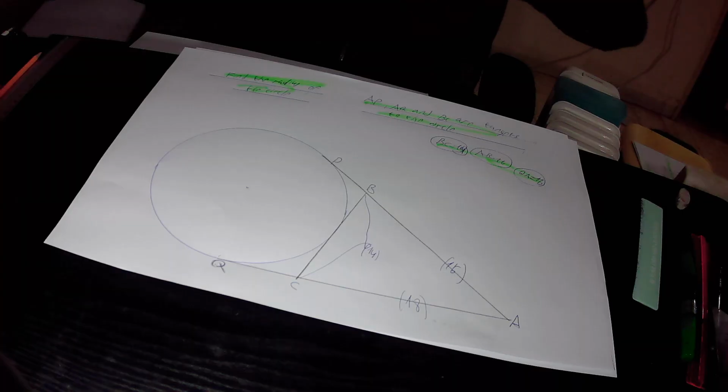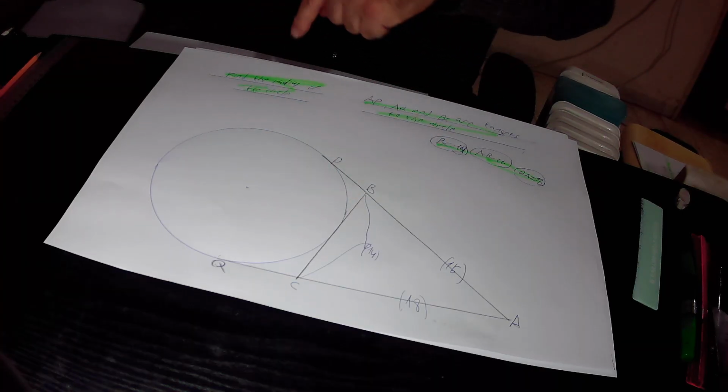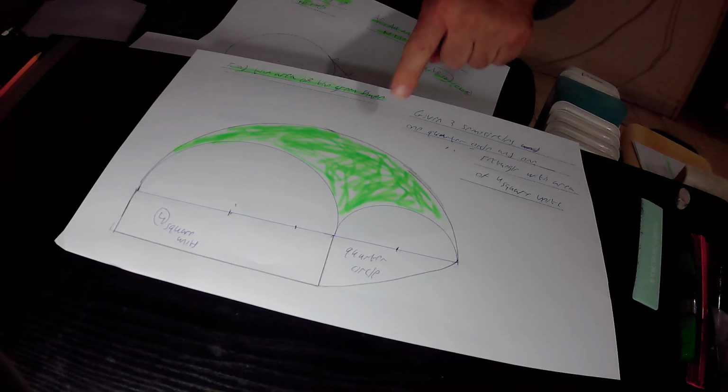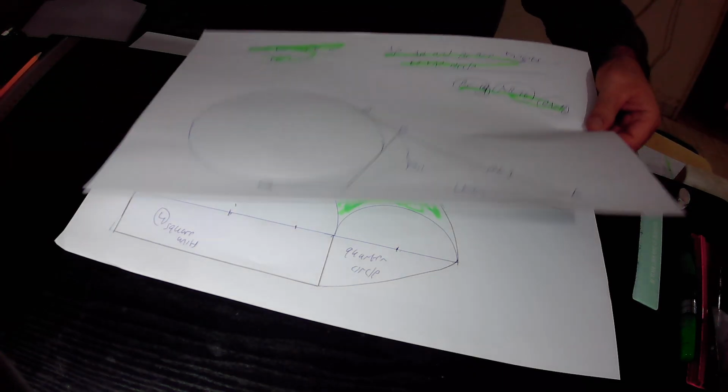Now in this lecture we'll answer two questions. In the first question we'll find out the radius of this circle, and in the second question we'll find out the area of this green shape. So we'll start with the first question.